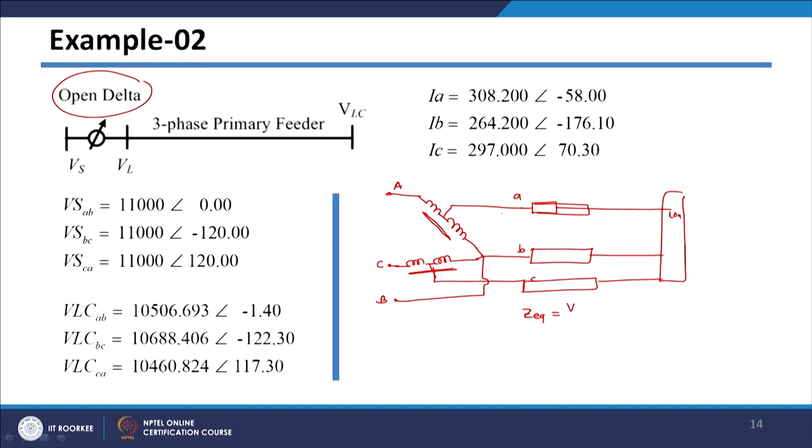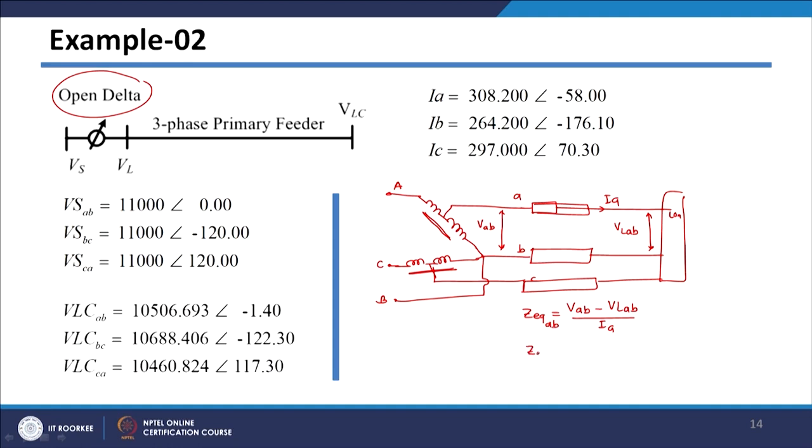To get the compensator setting of this regulator, Z equivalent will be equal to, in this case this voltage I am calling VAB, and this voltage at the load end I am calling VLAB. So VAB minus VLAB divided by your current, this current is IA, which will give me one setting. So this setting is for ZAB.